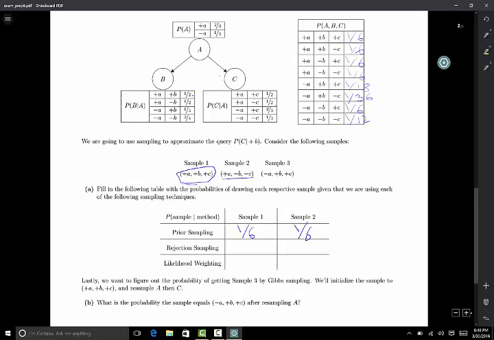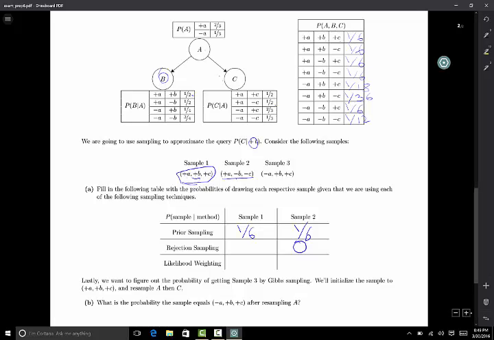In rejection sampling, you follow the same pattern as prior sampling, except that when you reach the evidence variable, you sample it according to the evidence that you want, in this case plus B. If you get the correct one, you keep going, but if you get the wrong one, you reject. This means that you'll never get a sample that has incorrect initialization of the evidence variable. So our probability of sample 2 is 0 because it's minus B. And also your probabilities of getting the correct ones are greater because you're not getting all the incorrect ones.